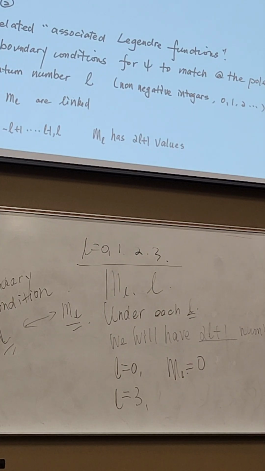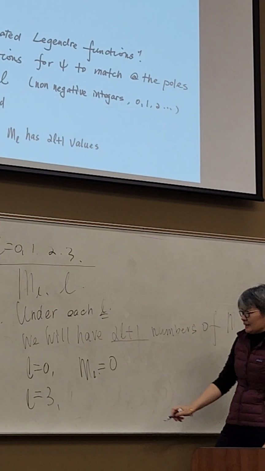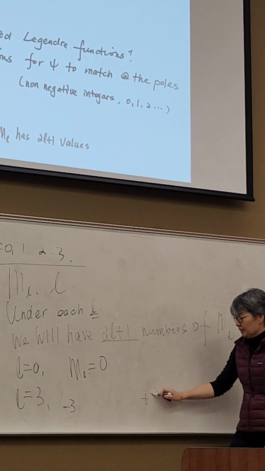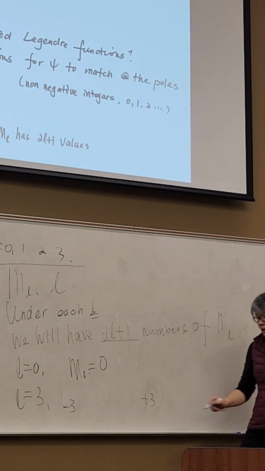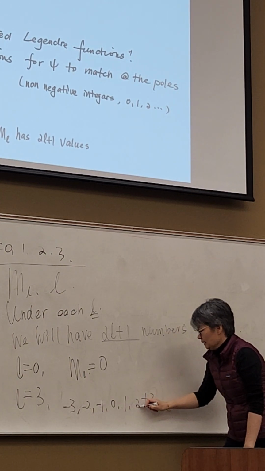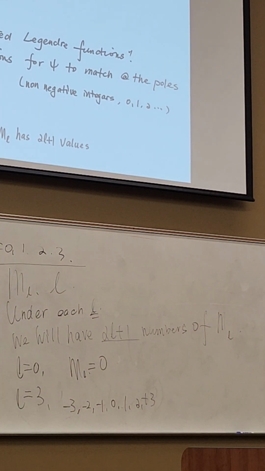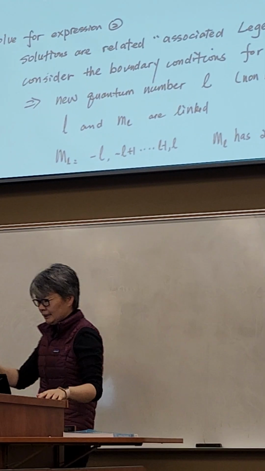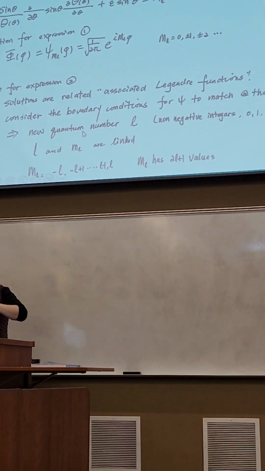How many values of m sub L would we have? 7. What are they? So I'll have negative 3, positive 3, then anything in between. Very, very good. Excellent. Now, we're skipping all the solving for that equation number 2, but aesthetically, you guys already know it if you took it.